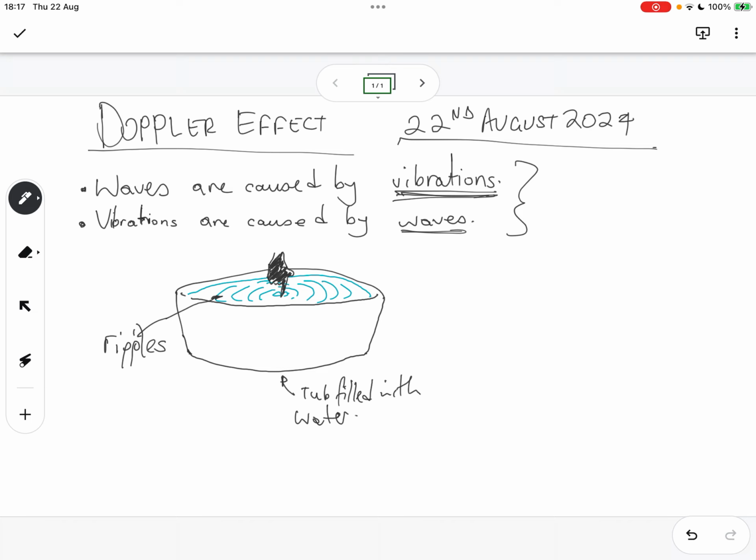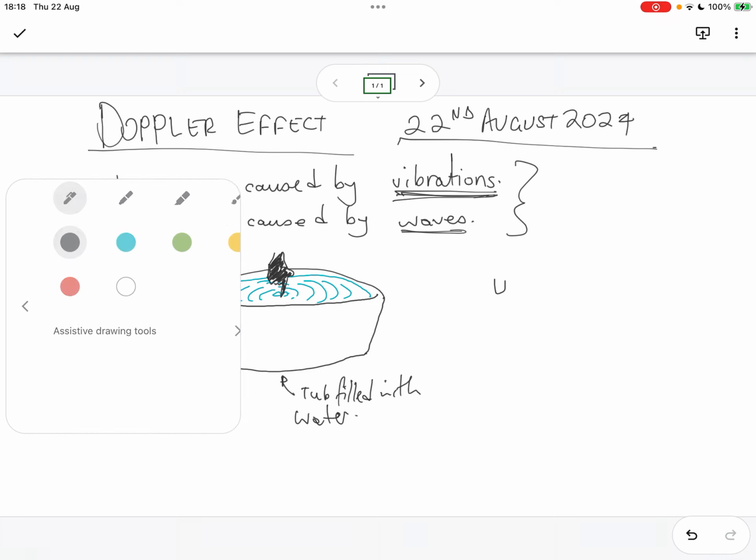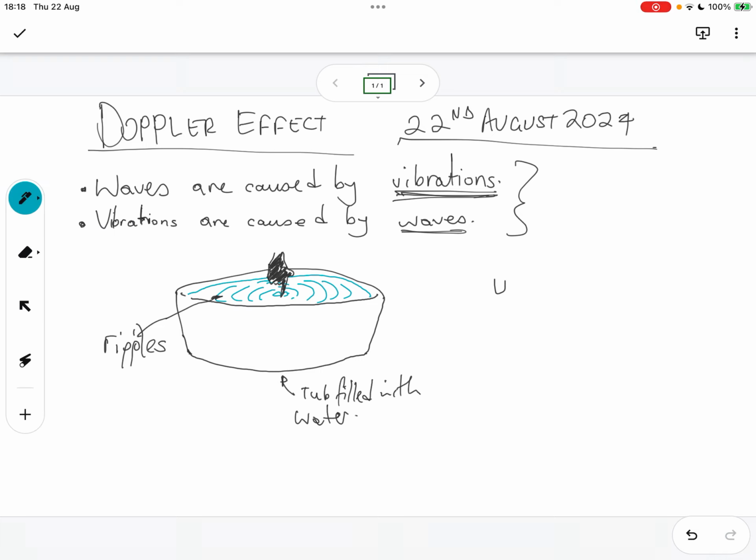All right. So our bathtub, we dip our finger in and then we get ripples, right? Mm-hmm. So these waves are caused by a vibration. So at the point of contact where the finger touches the surface of the water, you get a vibration. And now that vibration ripples out and carries on in that direction across the surface of the water.